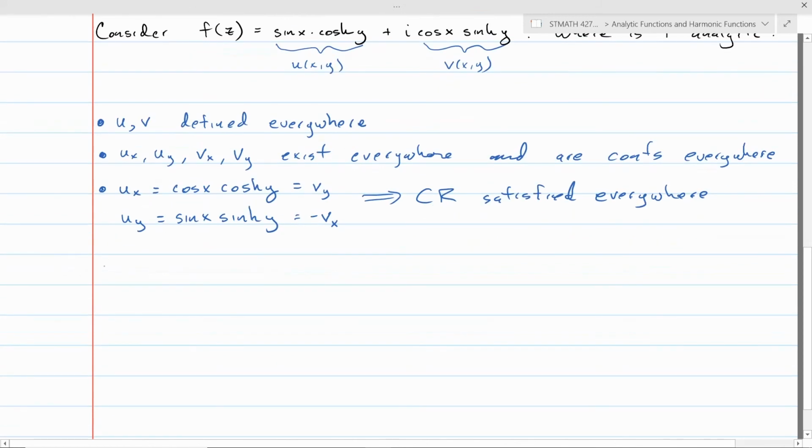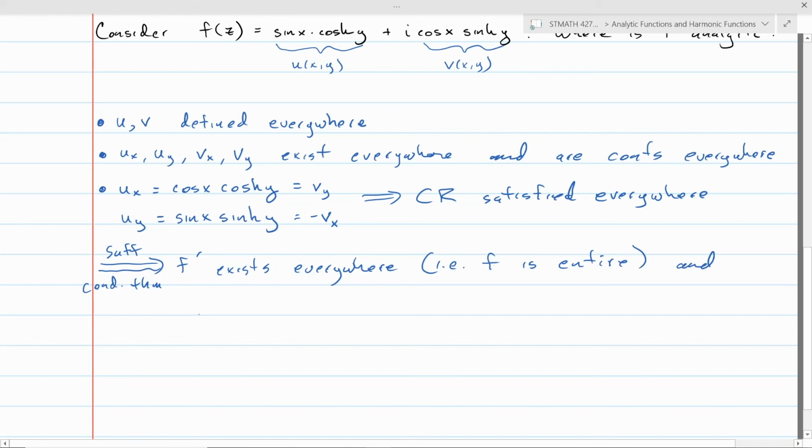So by the sufficient conditions theorem, you come up with a better name for that theorem, we know that f prime exists everywhere, i.e. f is entire, analytic everywhere. And we can get the formula for the derivative too. f prime of z is ux plus i vx, which we can just write down real quick. That'd be cos x cos y plus i times vx, so that'll be a minus here, minus i times sine x sinh y, and there you go.